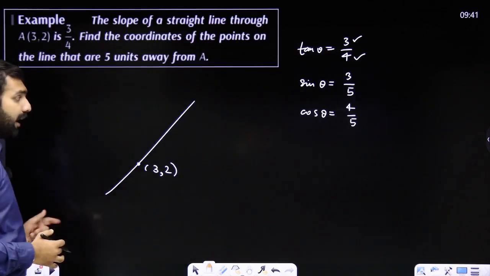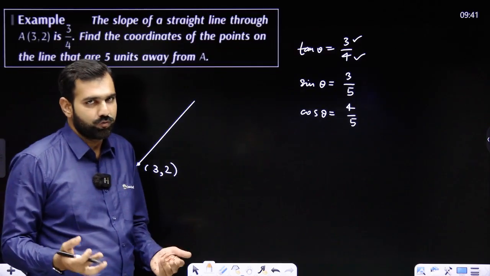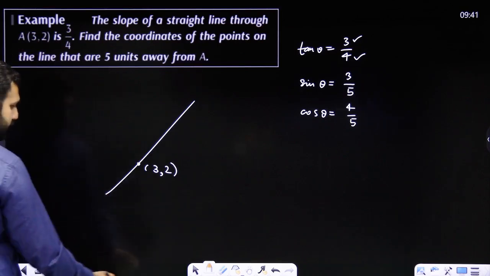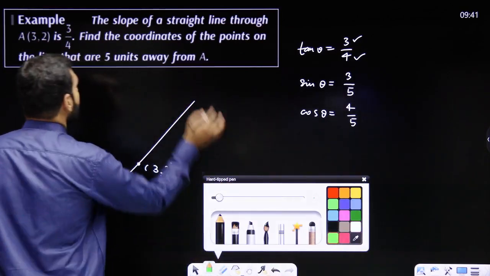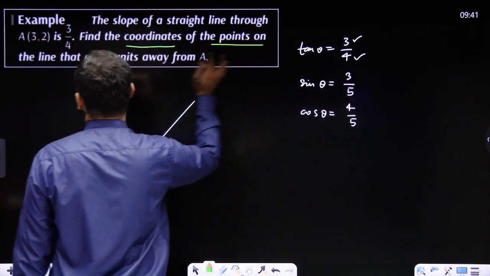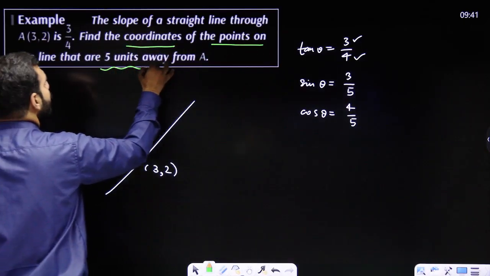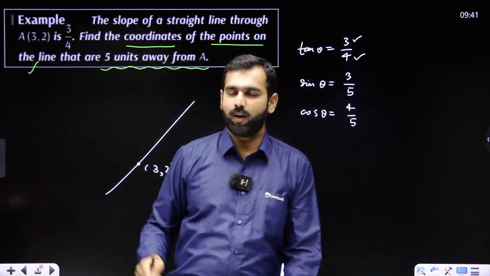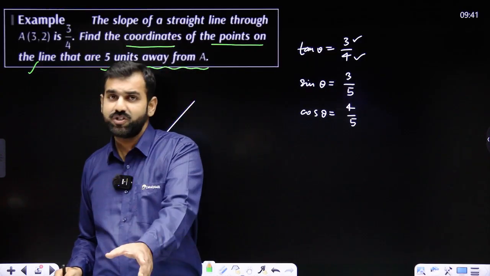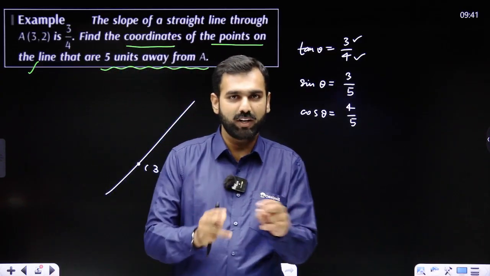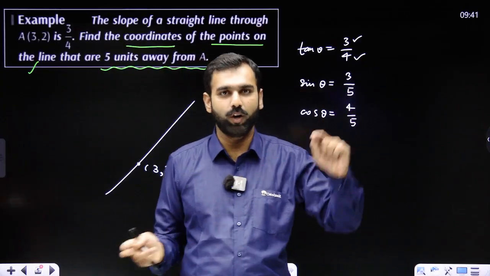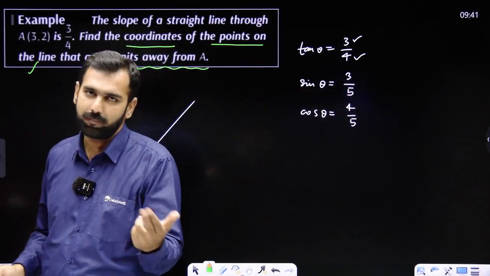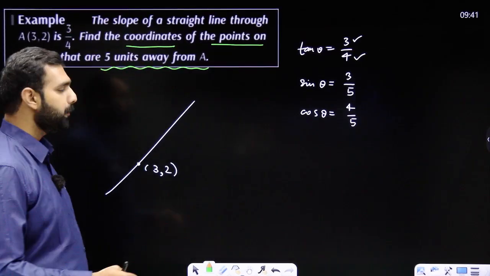Now, apart from that, if I were to write the parametric form, which I don't need, please understand what the question is. Let's look at the question. Find the coordinates of the points on the line that are 5 units away from A. Now, they are already saying 5 units away from. Now, I hope you are realizing if they are simply mentioning that they are 5 units away, there are two possibilities, either upward or downward. So if I go upward, I'll be using +5. If I go downward, I'll be using -5.